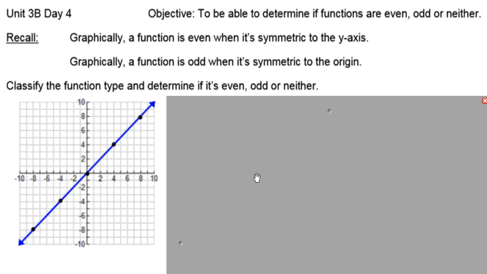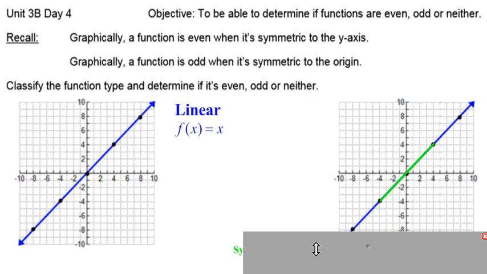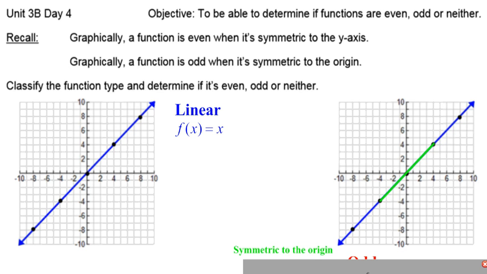Our next graph is one of a linear function. And again, we want to look for symmetries, whether we've got some along the y-axis or through our origin. So I'm going to see which of those tests I can utilize, and I have some symmetry through the origin, making this an odd function.